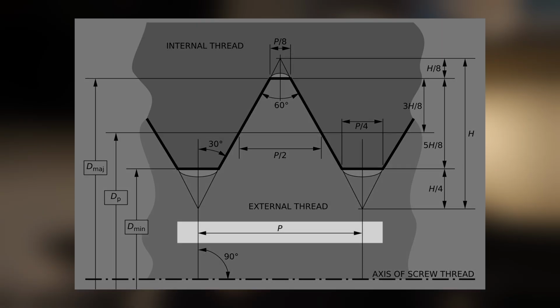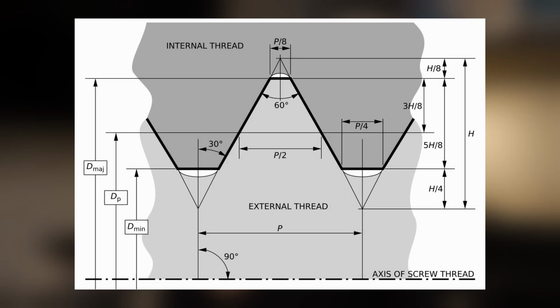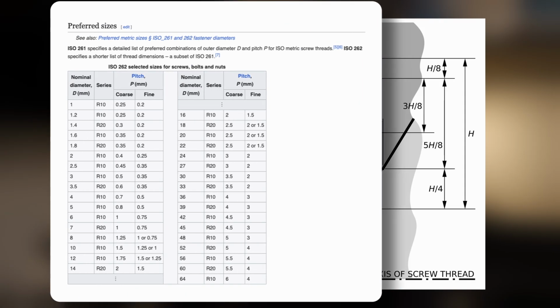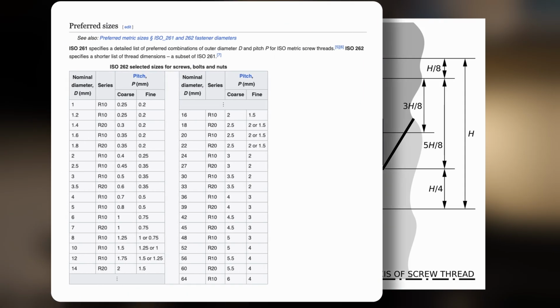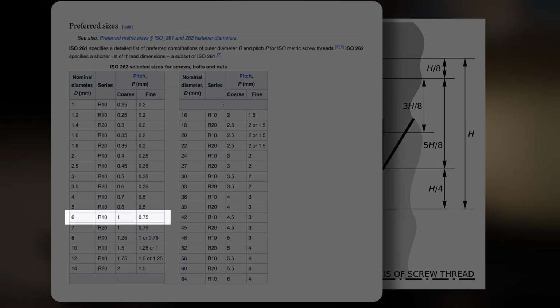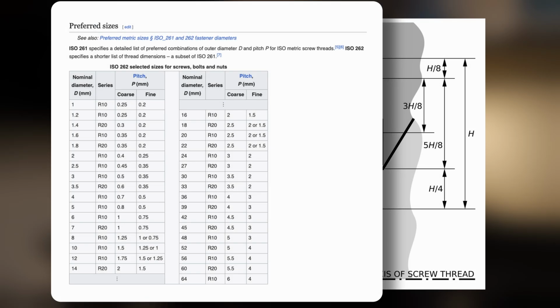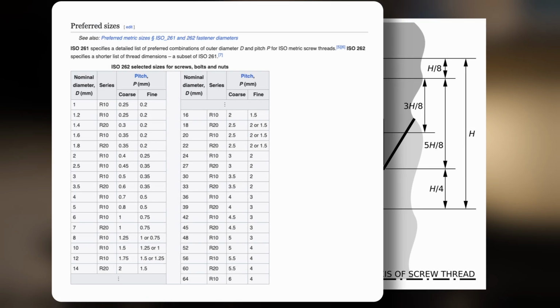The second thing will be the pitch. I'm going to throw on a table that you can find on Wikipedia. I'll include links to both the metric and imperial, but for this example, we are modeling an M6 bolt. So if we look at this table, we find the nominal diameter of 6. And under the coarse column, you can see that our pitch is 1 millimeter. Our last piece of information that we need is H. We'll find H while we're modeling.